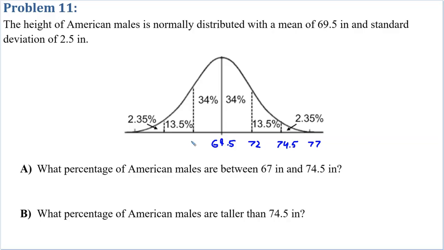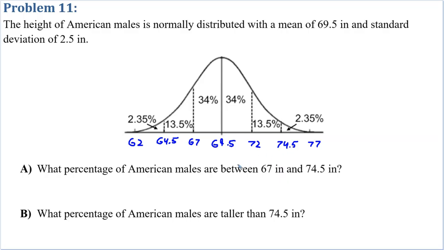Then we can subtract the same way. 69.5 minus 2.5 would give me a 67. Minus 2.5 again would give me a 64.5. And then minus 2.5 again gives me a 62. All right, so this is how American males are distributed.